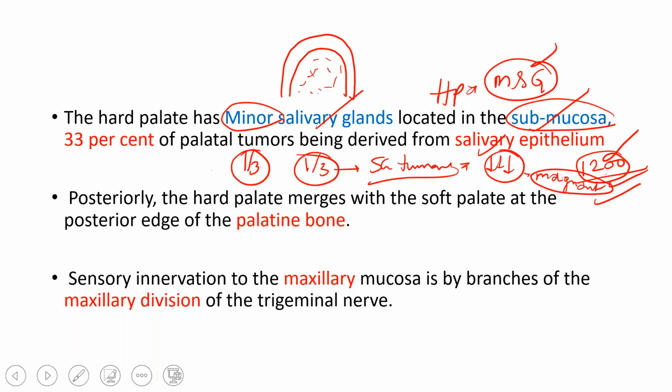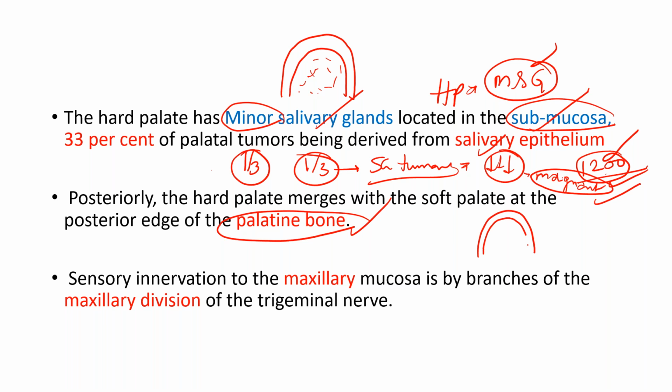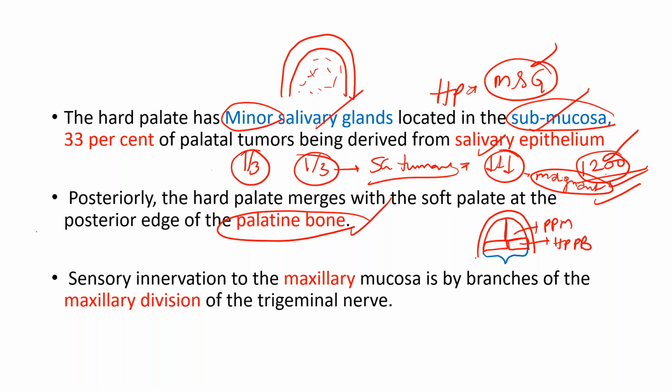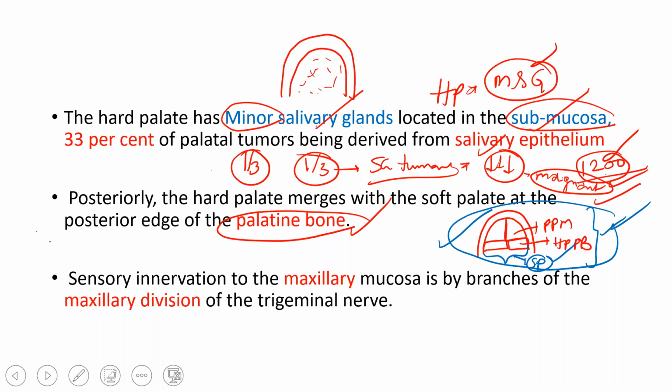Posteriorly, the hard palate merges with the soft palate at the posterior edge of the palatine bone, as I already told you. So this is the hard palate, this is the alveolar process, this part becomes the palatine process of the maxilla, and this part is nothing but your horizontal plate of the palatine bone, and behind it will be your soft palate. These classes are helpful for you to understand the anatomy. This oncology is not very important for you, but you should understand the anatomy. Then you will be able to understand bigger things later on.